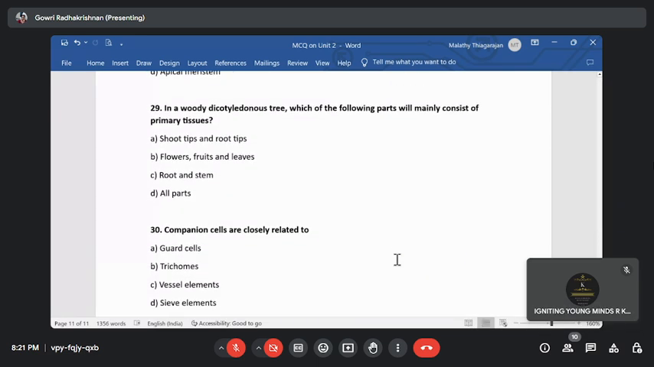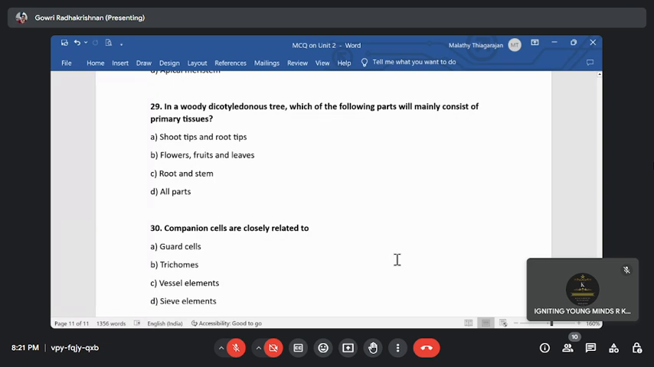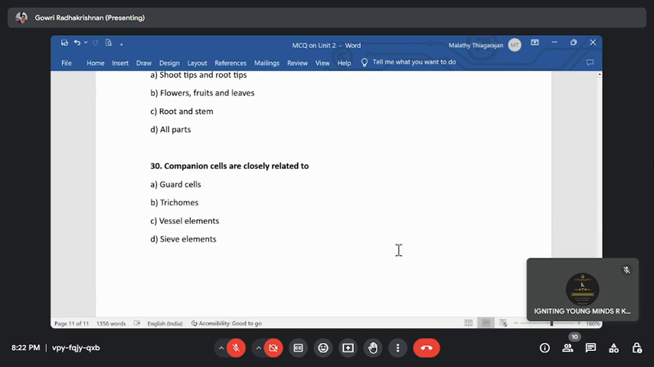In a woody dicotyledonous tree, which of the following parts will mainly consist of primary tissue? Shoot tips and root tips, ma'am. Yes. Companion cells are closely related to? Sieve elements, ma'am. Yes, sieve elements.